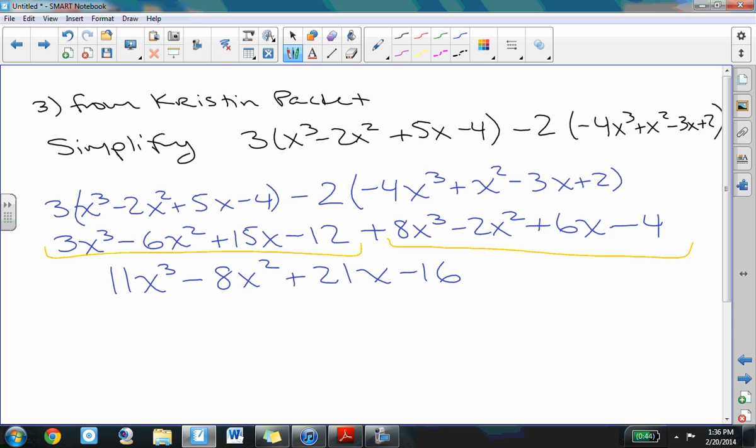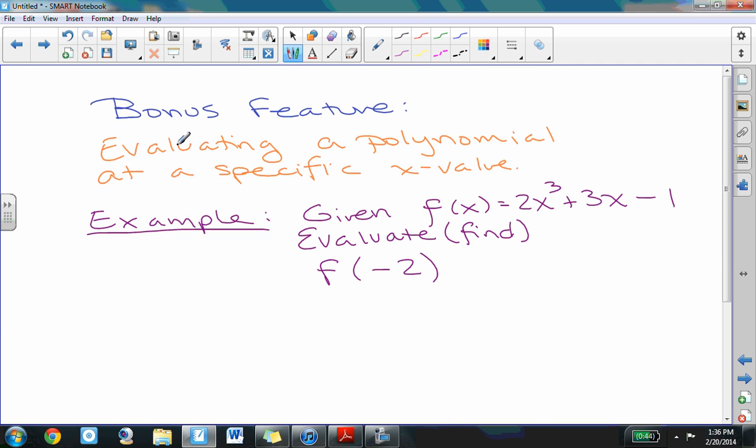So since this is a movie, it seems to me that we should have a bonus feature. And the bonus feature is to learn how to evaluate a polynomial at a specific x value. I think this is going to make sense. I think it's just the language, the mathy language that's written, and we need to make sure it makes sense to you. Given that this is f of x, so I've defined f of x to be 2x cubed plus 3x minus 1. And I would like to know what f of negative 2 is.